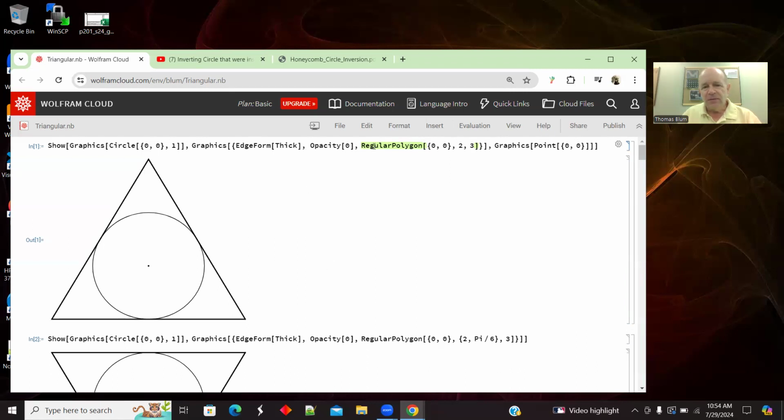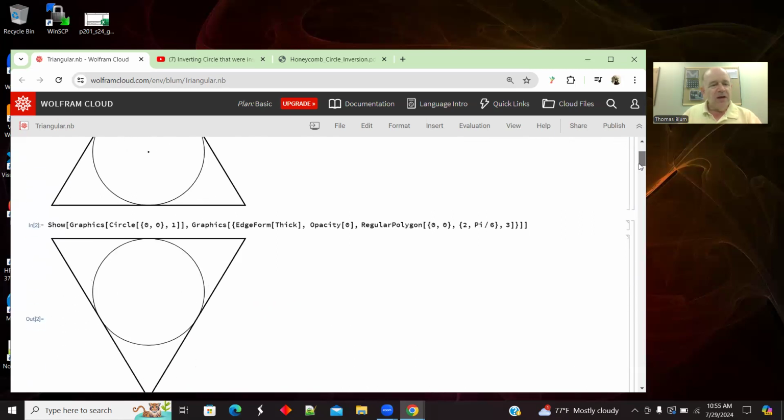And polygons tend to, by default, fill in. So I gave it an opacity of 0, but then I did want to see the polygon, so I gave it an edge form of thick. So there's this thick outline. And then I just added a point at the origin. I'm going to take that away in the later pictures, but I just did want to show the origin in this original.